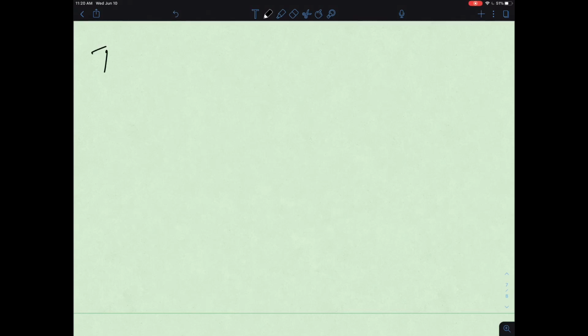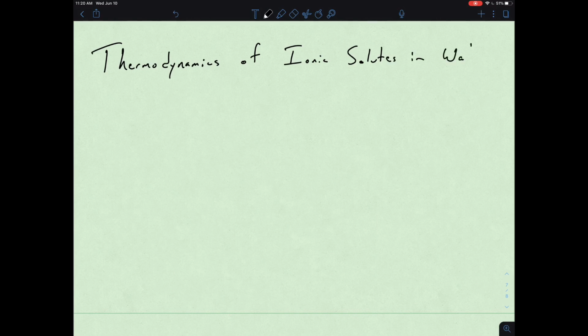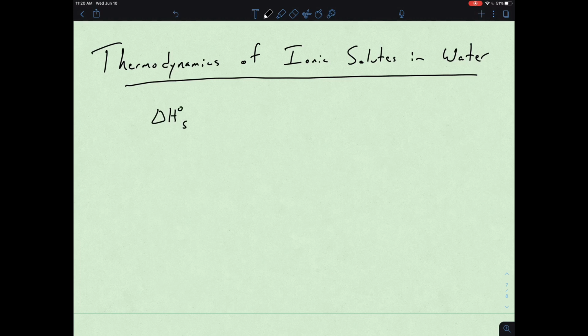So now let's get into thermodynamics of ionic solutes in water. And so with thermodynamics of ionic solutes, basically we're talking about the enthalpy of solution.